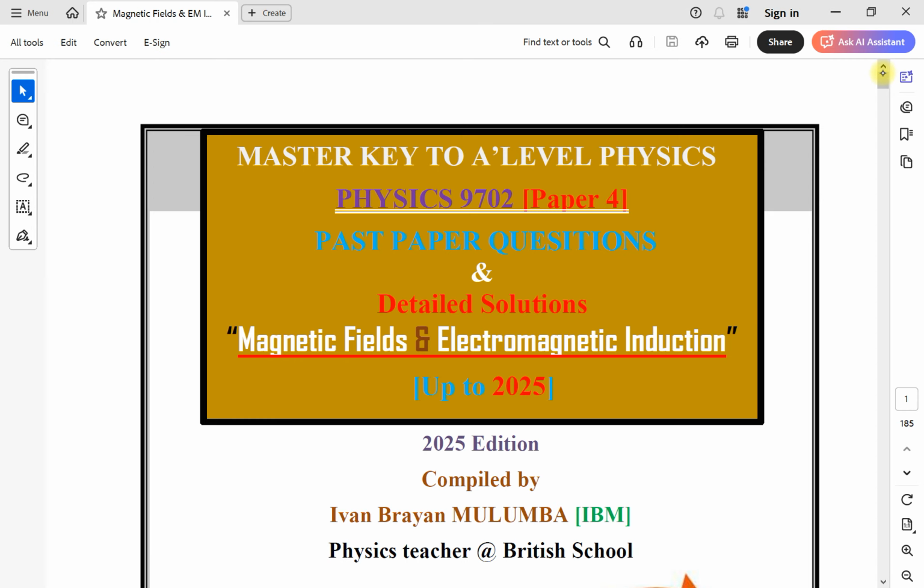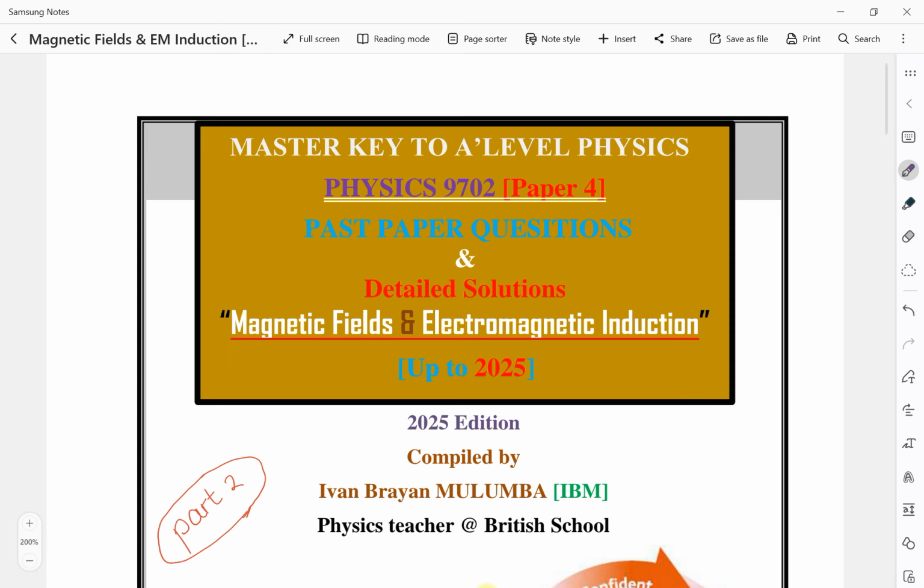Magnetic fields and electromagnetic induction. So this is part two. And I think in part one we stopped on, I think, page 8. So let's start with page 8.